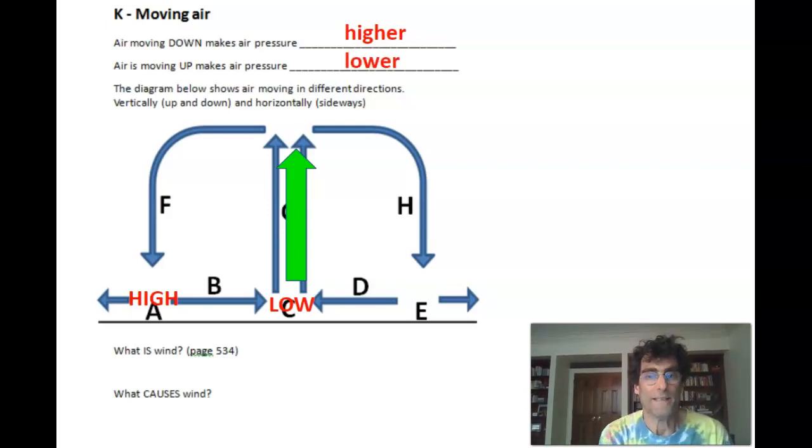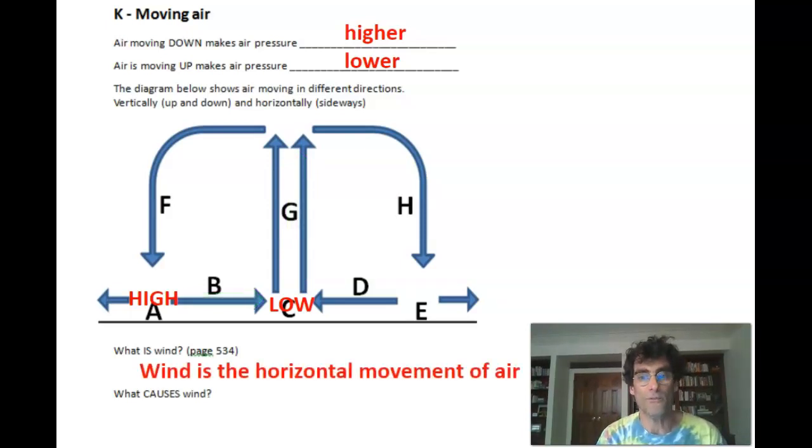So what's wind? Because you don't really notice when air is falling on top of you or air is moving up. That's very slow, and you're not going to feel that. And I don't think anyone's ever felt wind going up or down. That just doesn't happen. What you do notice is wind always goes from side to side. So we say that's the horizontal movement of air. So wind is the horizontal movement of air.